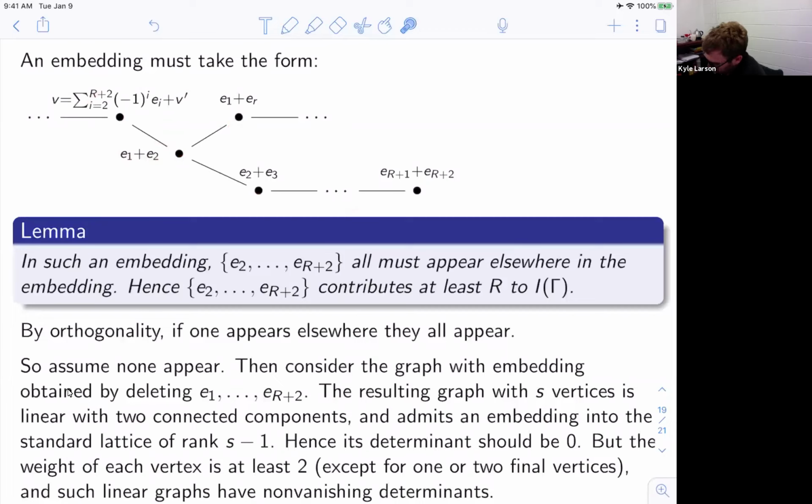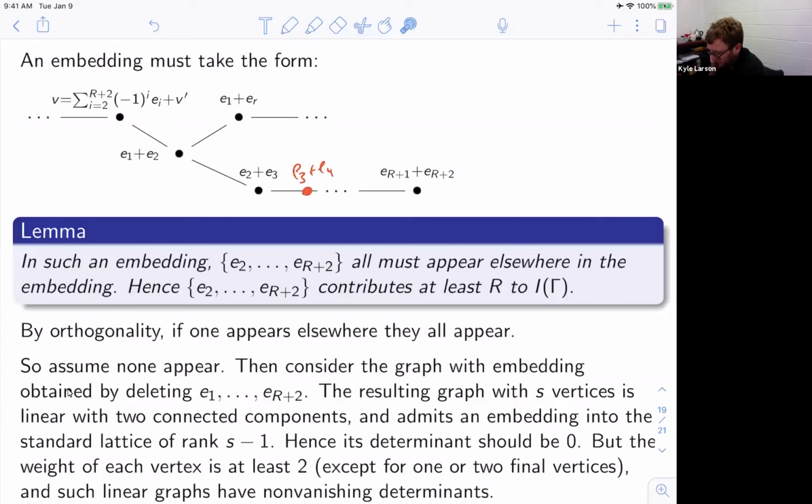Notice that the basis vectors E2 through ER plus 2 all appear 3 times in this picture. For example, E2 appears in the central vertex, this vertex here, and it also appears in the sum. And E3 appears here, but it also appears in the vertex to its right. So I can stick another one here, which is E3 plus E4. So E3 appears here, and it also appears here. So already each of these basis vectors appears 3 times.